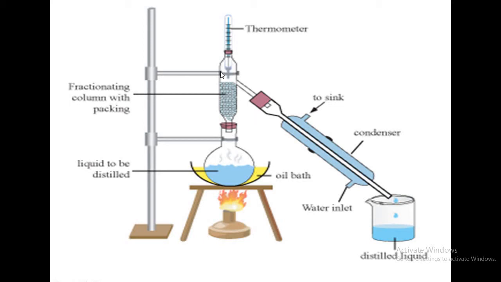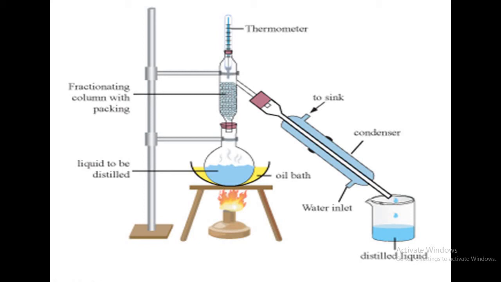These were the components: the thermometer, the fractionating column, round bottom flask, source of heat, and the condenser, and the direction of water we spoke about, and the collecting jar in which these components are separated. So another point to mention here is the temperature will stay constant when there is a state change.